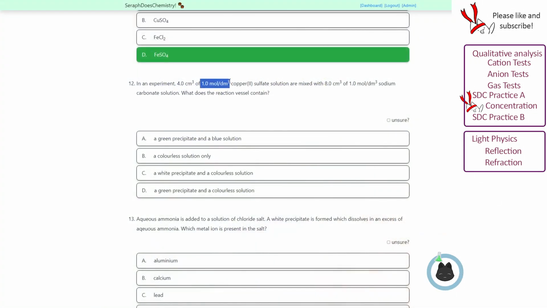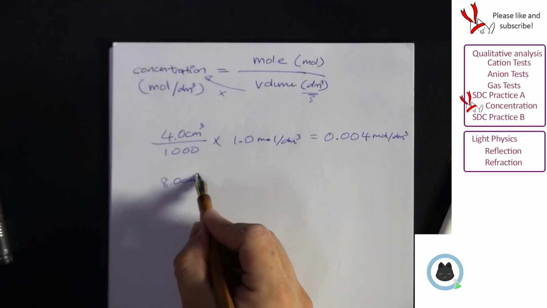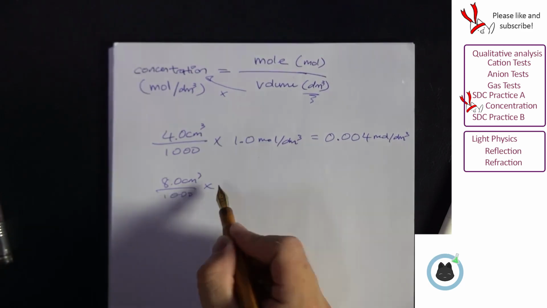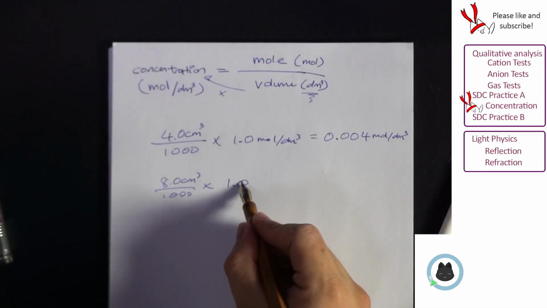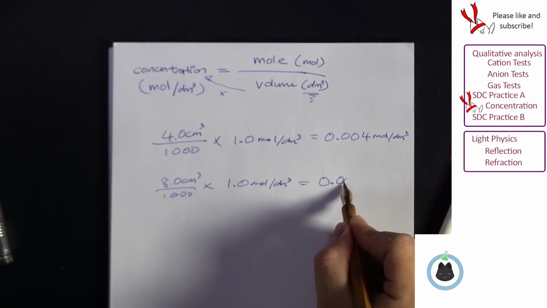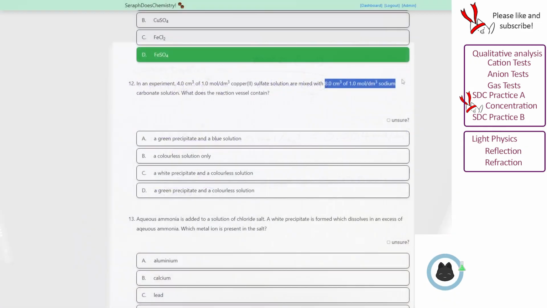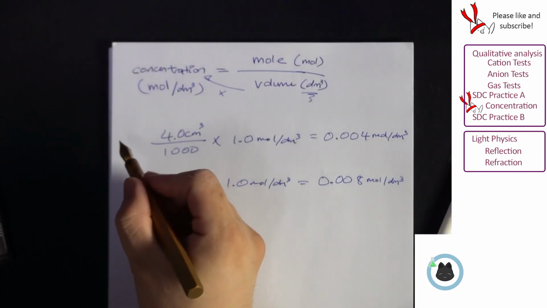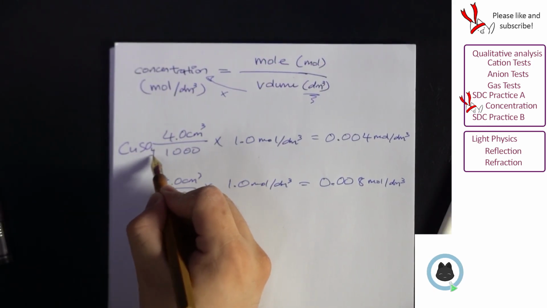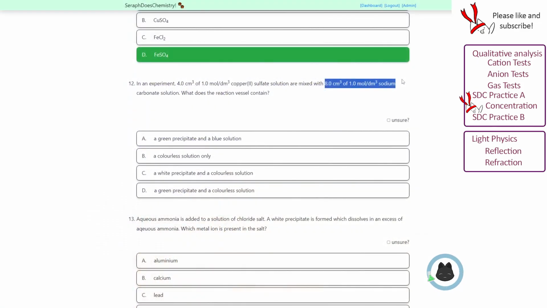Okay. Then at the back you have sodium carbonate, which is this. So get 8 cm cube, divide 1000 to become dm cube, multiply by, it's also 1, so no need to multiply. So should be same pattern, 0.008 mole. So this is copper sulfate, and bottom one is sodium carbonate.